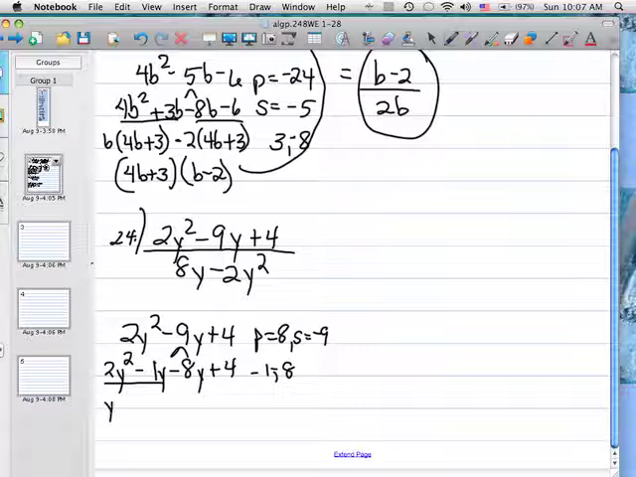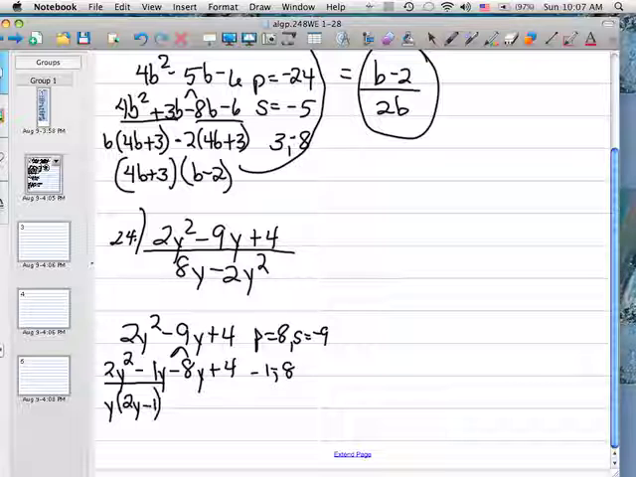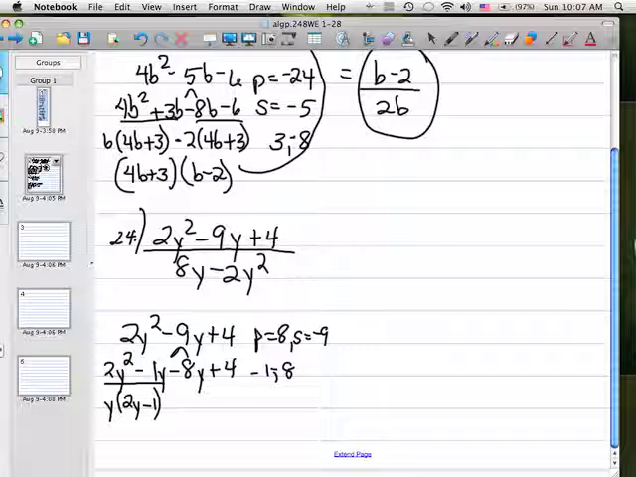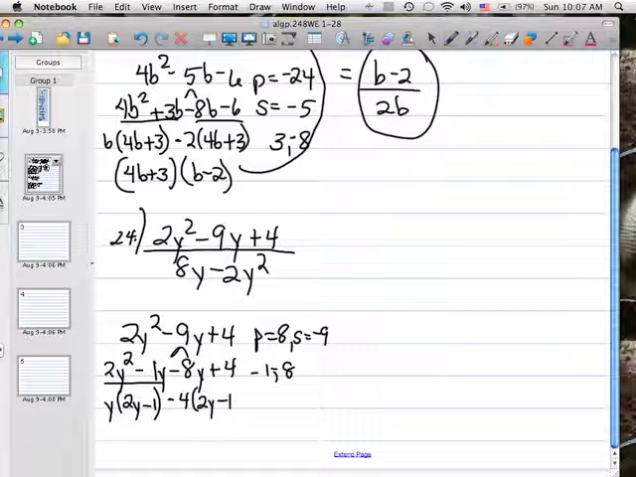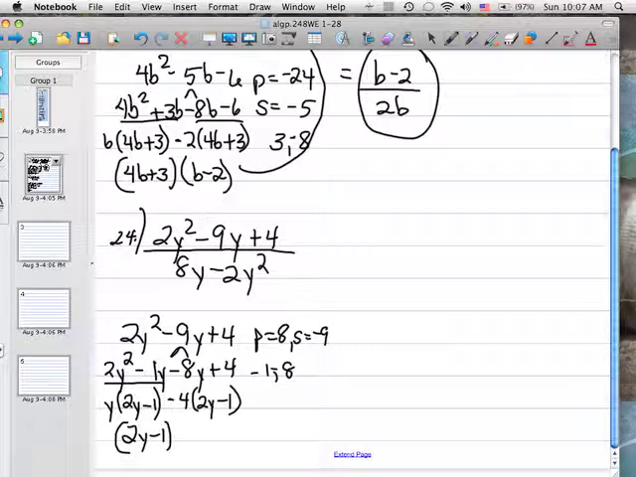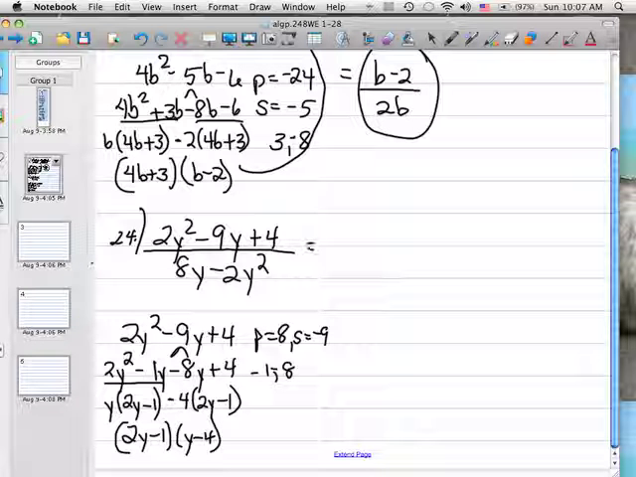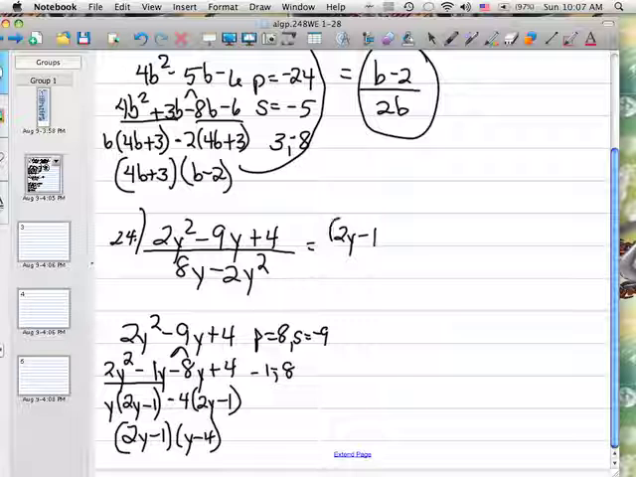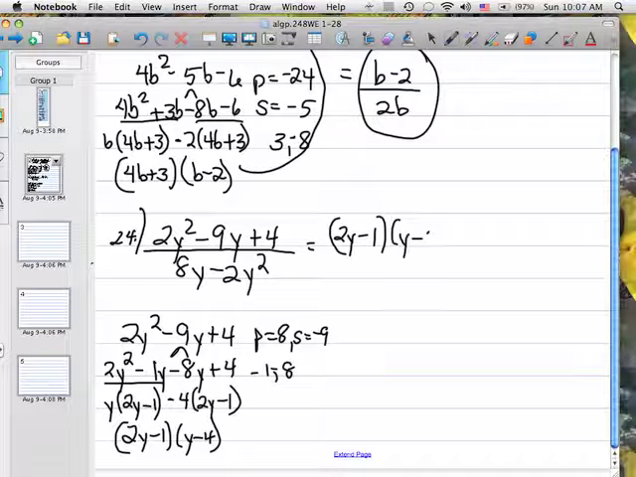Pull out a y from the first pair, we get 2y minus 1. Signs are opposite, so take out a negative 4, and we get 2y minus 1. So our factors are 2y minus 1 and y minus 4. So coming back up here, we've got that numerator factored. It's 2y minus 1 and y minus 4.